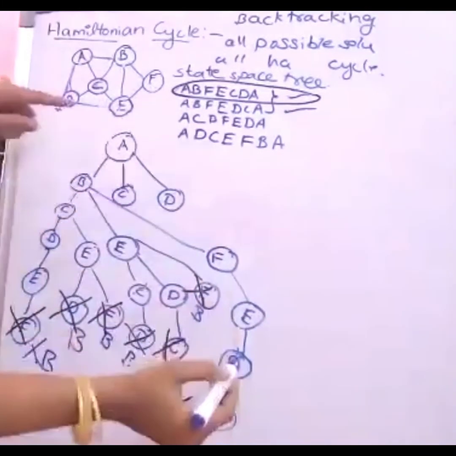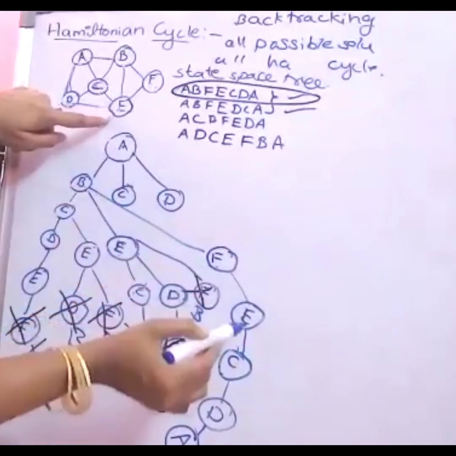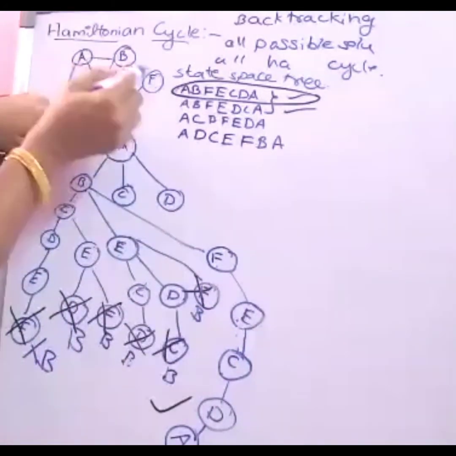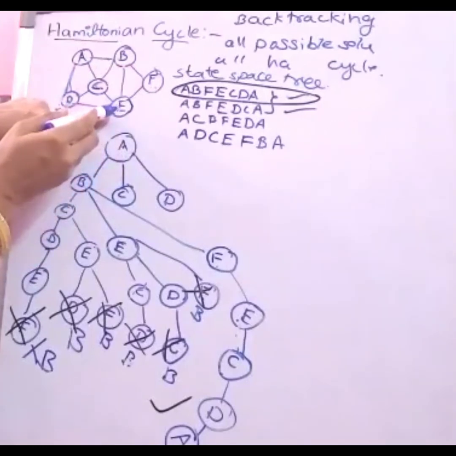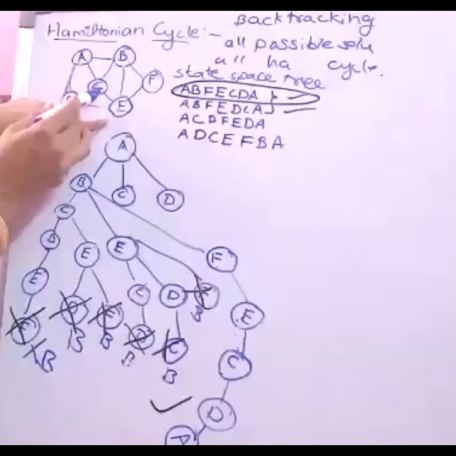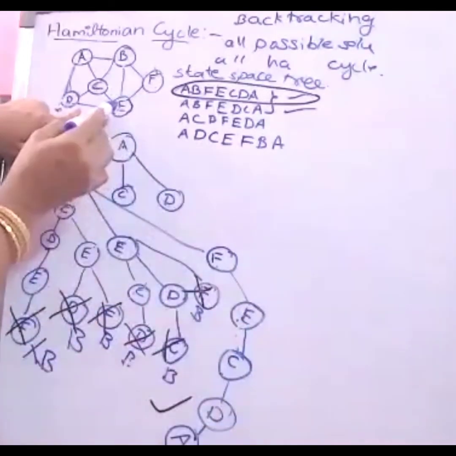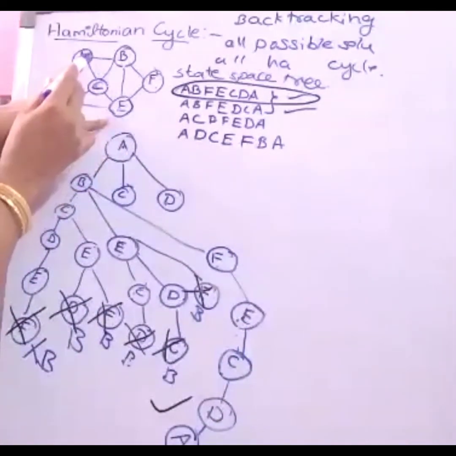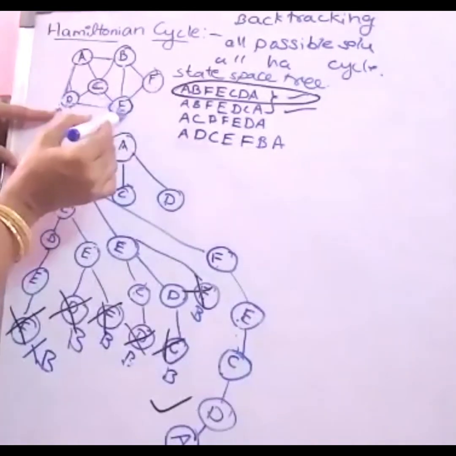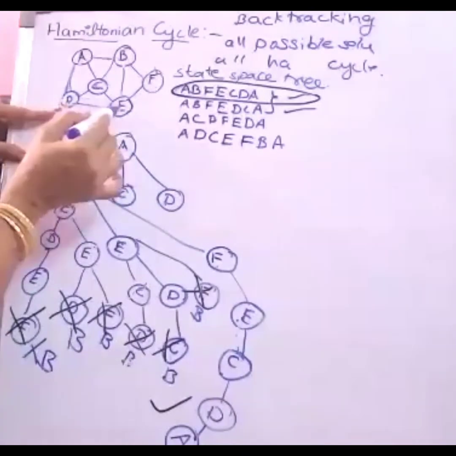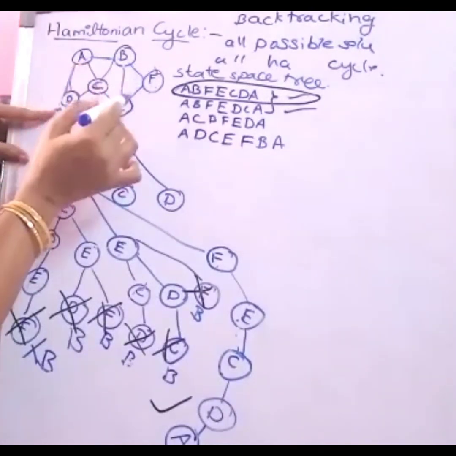Till this point we covered A, B, F, E. From E, how many unvisited vertices are there? E is connected to C and D. From E to C I already covered, so A, B, F, E, C is already covered. I want to find one more possible solution with this path. Is there any possible solution out there? So now A, B, F, E is covered.